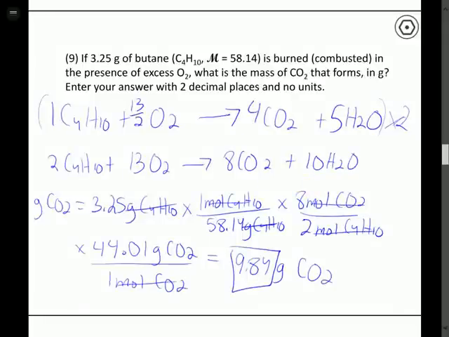All right, so mass-to-mass stoichiometry, very typical type of problem. Do we have any questions on that?